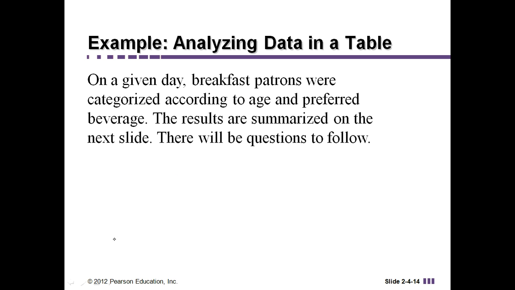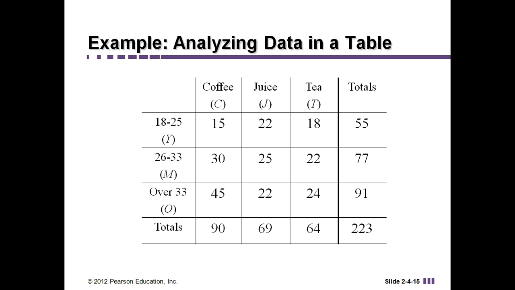So then we talk about this next set of data, and sometimes it's easier to represent the data in a chart instead of Venn diagrams. Maybe the Venn diagrams get a little bit confusing with a lot of data. So on a given day, breakfast patrons were categorized according to their age and their preferred beverages. And the results were on the next slide. So let me show you what they said.